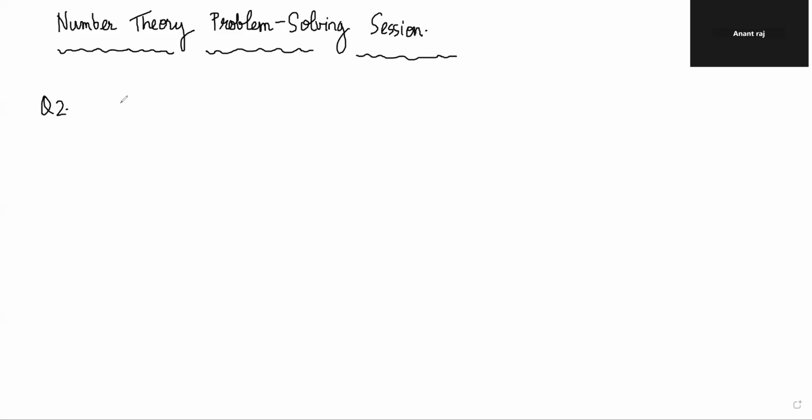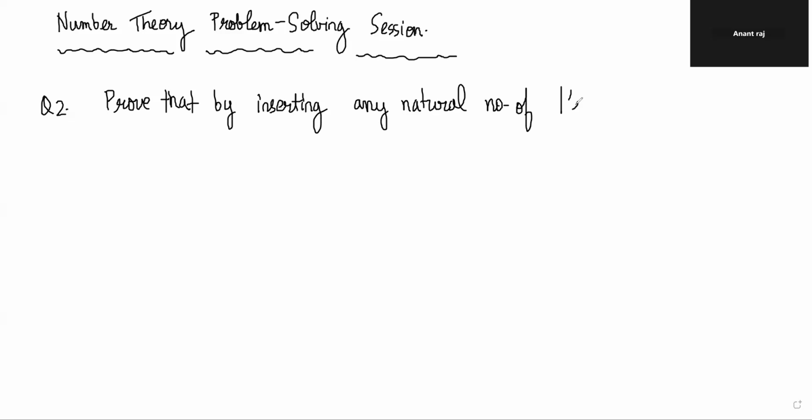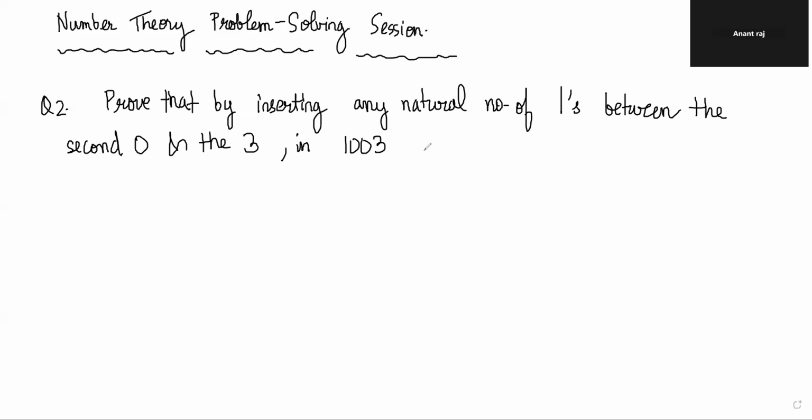Second one is saying: prove that by inserting any natural number of ones between the second zero and the 3 in 1003, we obtain a composite number.